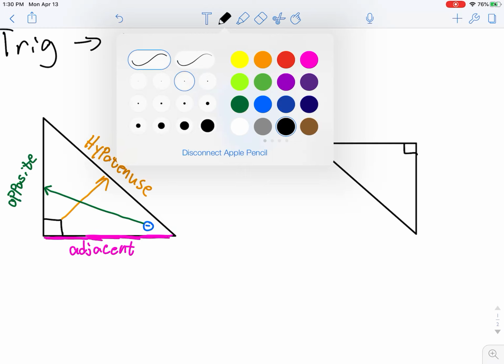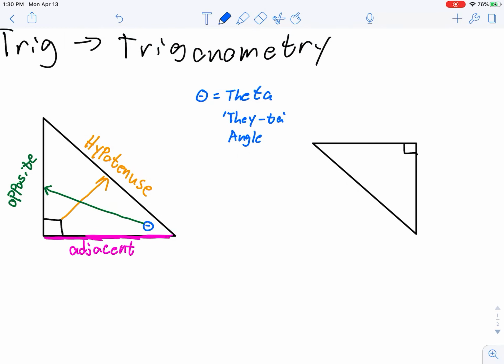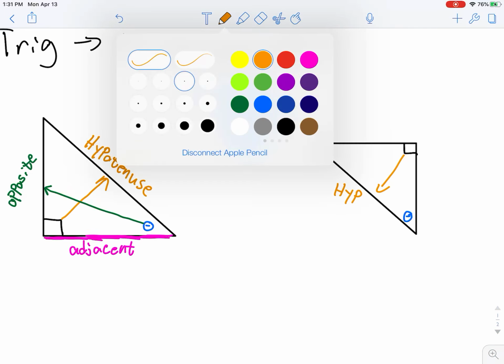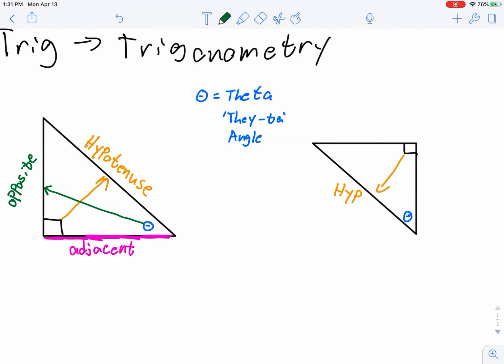I'm going to label my sides according to this, and I'm going to put my theta down here, my angle that I'm looking for or using to represent, our main focus. The side that is across my right angle is my hypotenuse. The side that is across my theta, or my angle that's given to me, is my opposite.